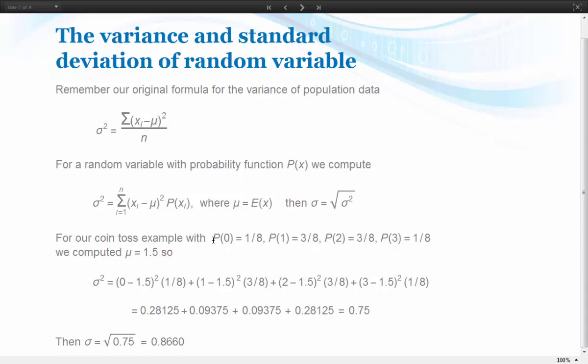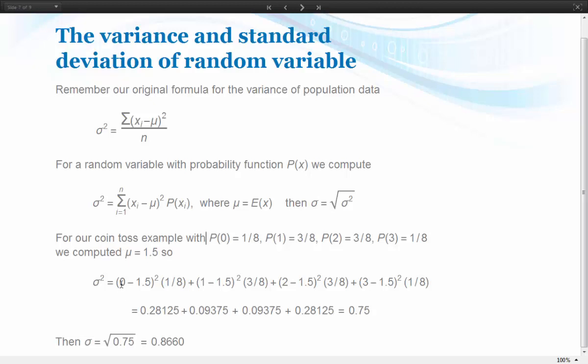We had that the probability of getting a 0 was an eighth, the probability of getting 1 was 3/8, the probability of getting a 2 was also 3/8, and the probability of getting 3 heads was 1/8, and we computed that the average number, the expected value of number of heads in this experiment, was 1.5. So now we compute the variance.